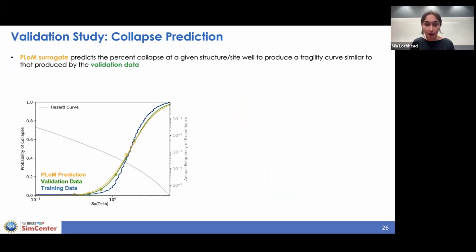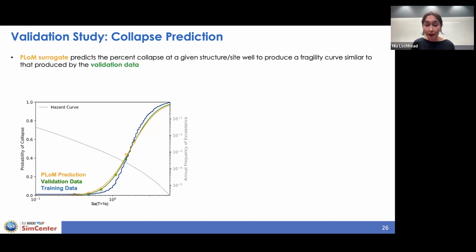And so we can see this in this plot here. The yellow line here is showing our PLoM prediction for a collapse fragility. The green data is showing our validation data. So this is generated using an OpenSees model for our collapse fragility. And then finally, the blue is showing the training data. And what you can see here is that the yellow and the green, which represent the prediction and the ground truth, so to speak, match quite well in this case.